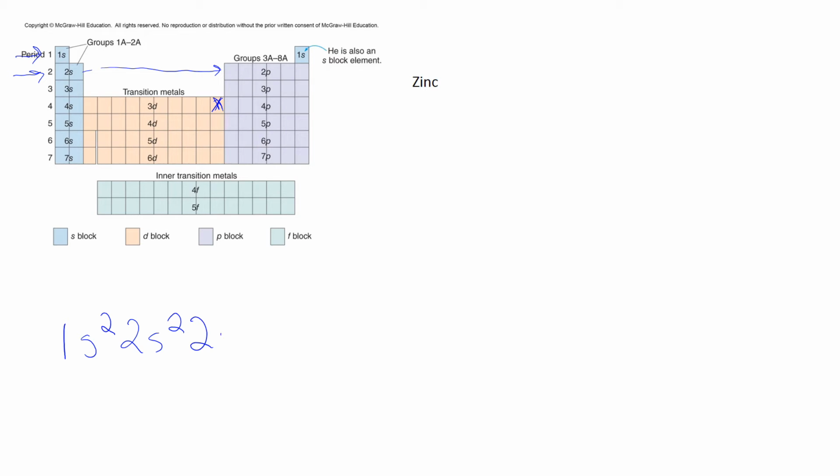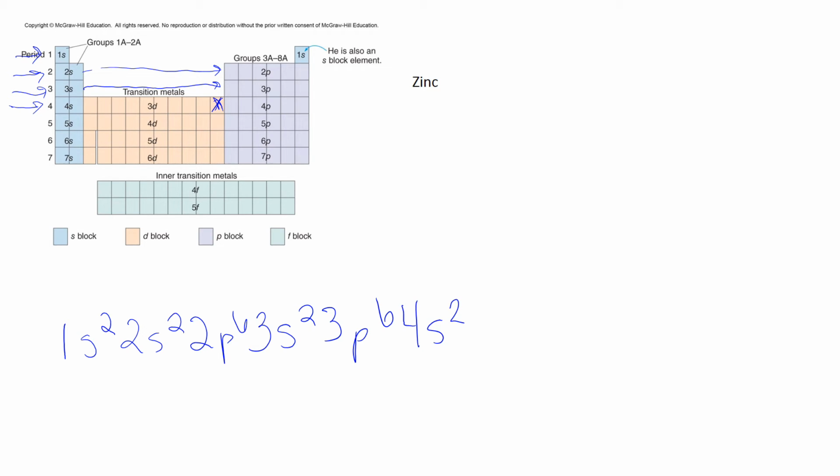New block means I write this again, 2p6. I filled in all these blocks, so drop to the next energy level. 3s2, still haven't gotten to zinc, moving across. 3p6. Okay, now I'm in the fourth energy level. Still haven't gotten to zinc, so this is 4s2.